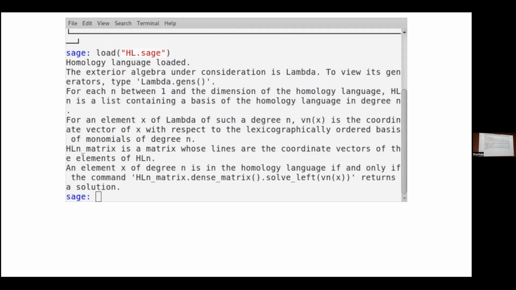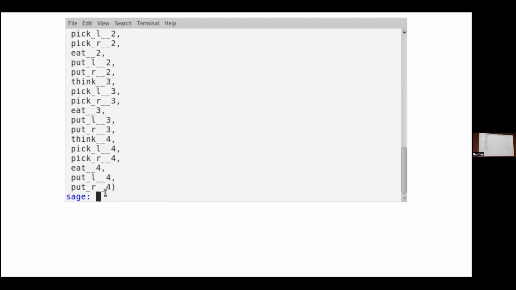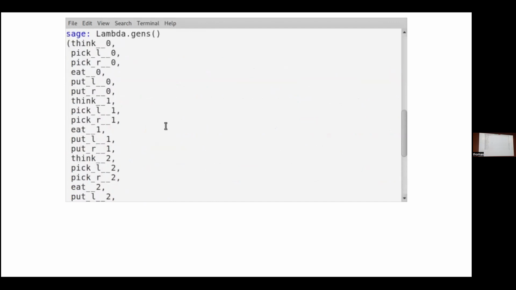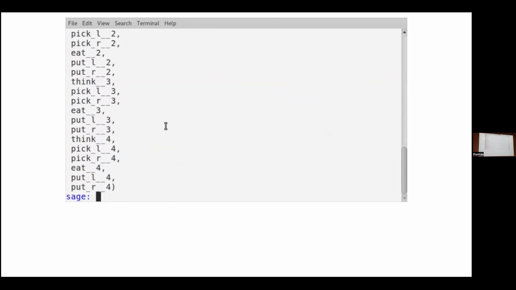The exterior algebra here is lambda, and if we want to see the generators, so the elements of the alphabet, we can type lambda.gens. The elements of the alphabet are the actions of the philosophers, but for each philosopher an individual action, so they come with process IDs. And this looks like this. So there are 30 generators here.